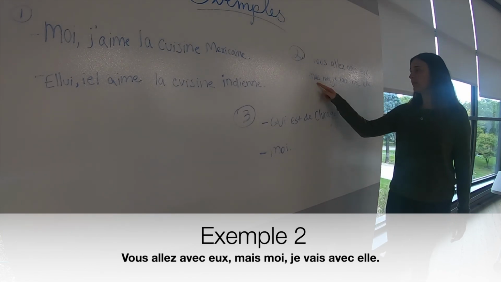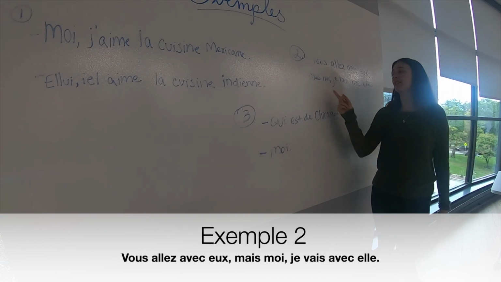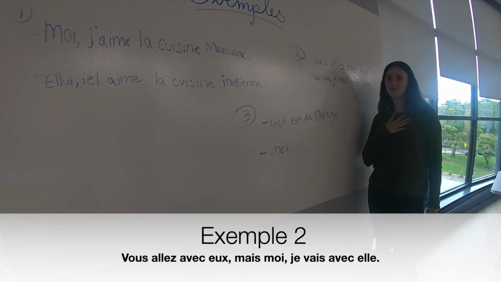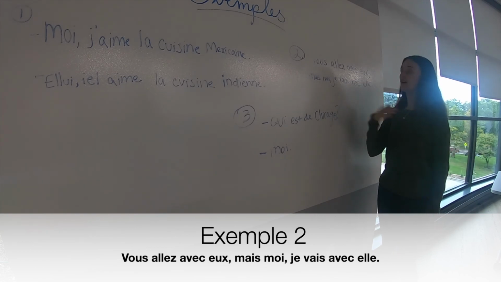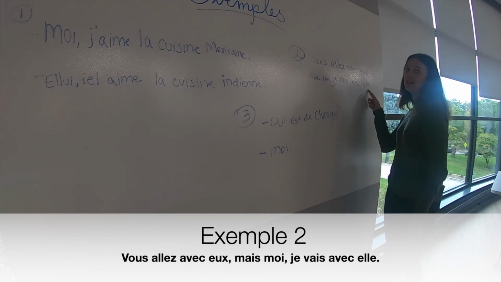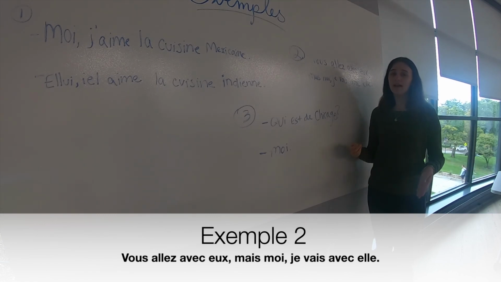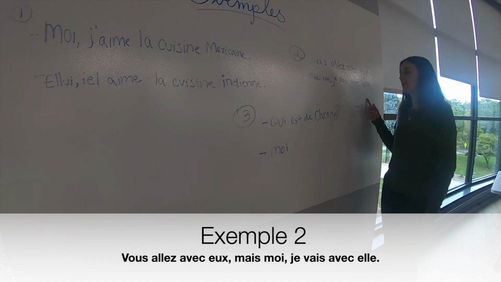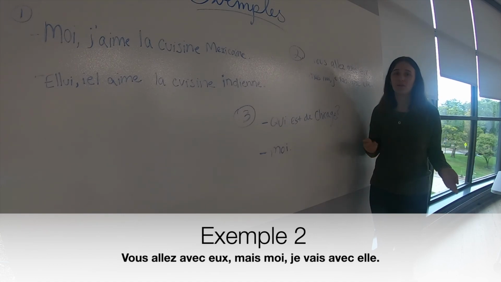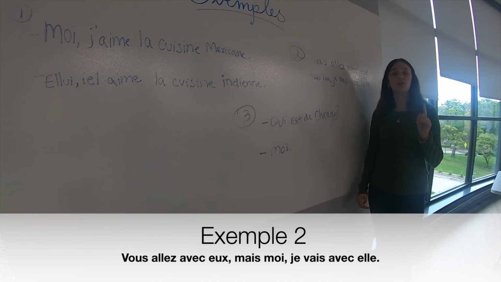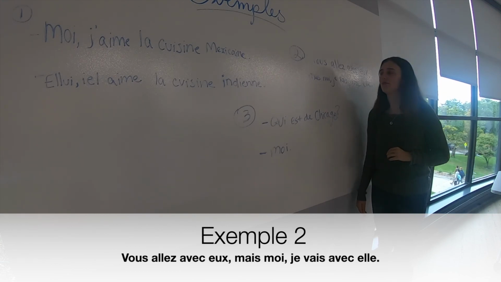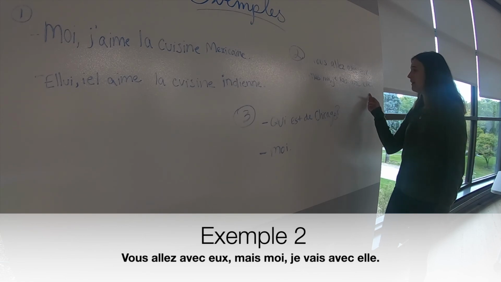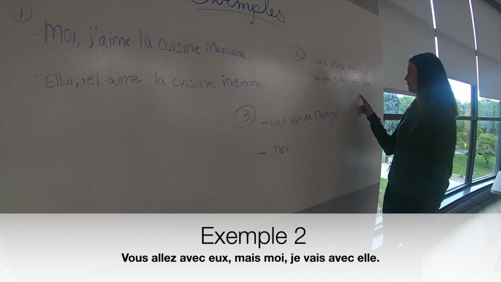And then here's another example of emphasis. Mais moi, but me, je vais, I am going, avec elle. If you've noticed, elle has the same form in the pronom tonique form and the pronom sujet. So if you're talking about her, she, it's kind of easy. They're the same. Also, it is the same for nous and vous too. Nous, vous, and elle make it easy. Everyone else, you've got to say something different. So, moi, je vais avec elle, but me, I'm going with her.